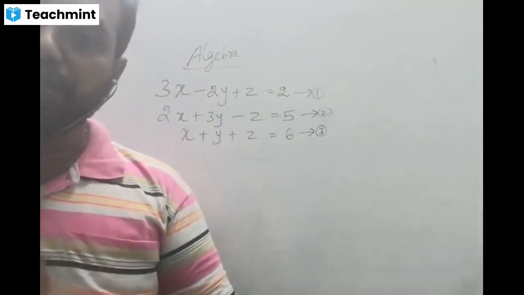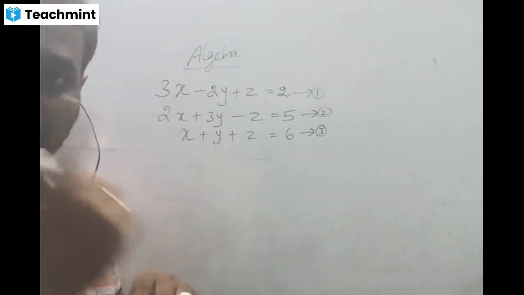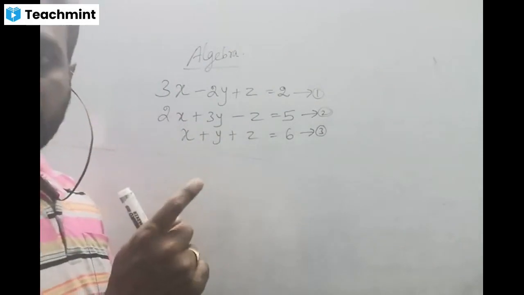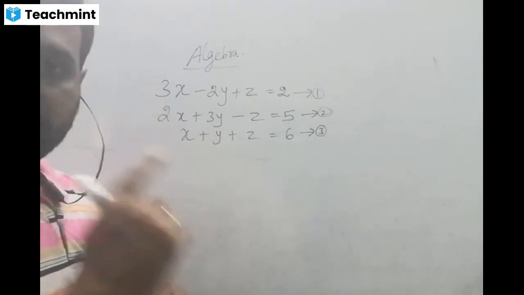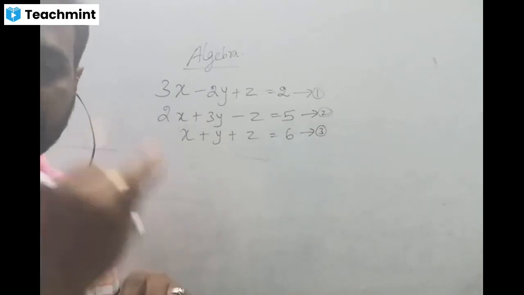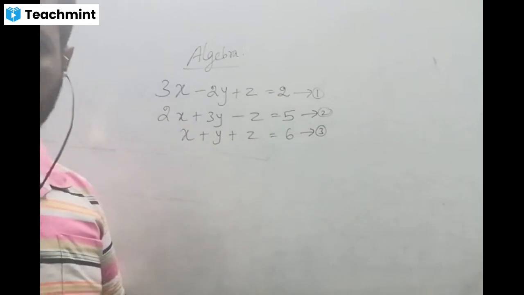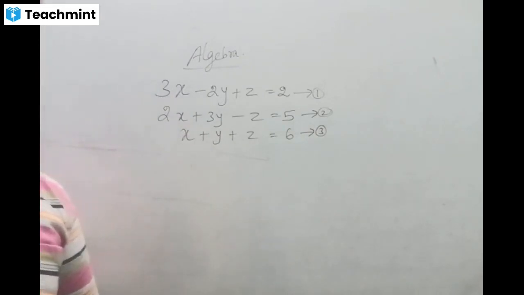First, the coefficients of the particular variable in both equations must be the same. And the second, the signs must be alternate for the particular variable in both equations. Then only we can cancel the particular variable. Can you understand?